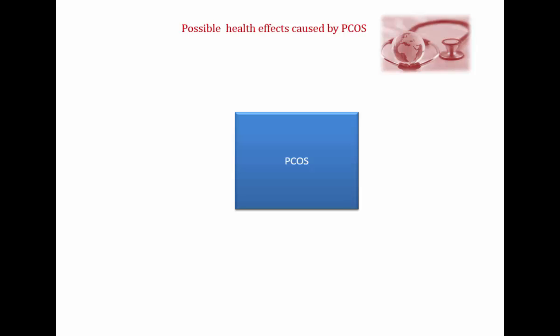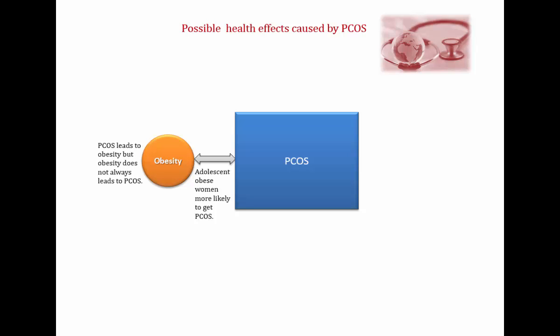These are the possible health effects of PCOS. PCOS can lead to obesity, and obesity does not always lead to PCOS, but sometimes due to insulin resistance and hyperandrogenism, it can. What about PCOS leading to obesity? Is it always so? No, it's not always. As I said, it's a heterogeneous disease and symptoms are different. You may also find lean women having PCOS. Adolescent obese women are more likely to get PCOS. The chances are high, but not always. Obesity is also linked with CVD, and PCOS also is linked with CVD.